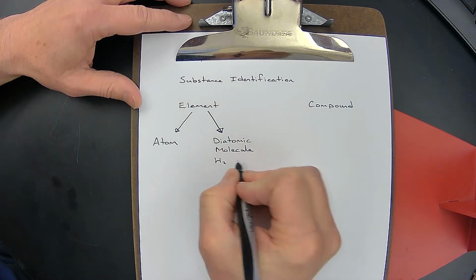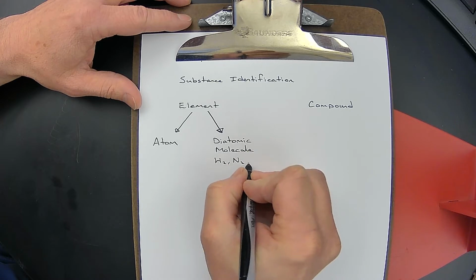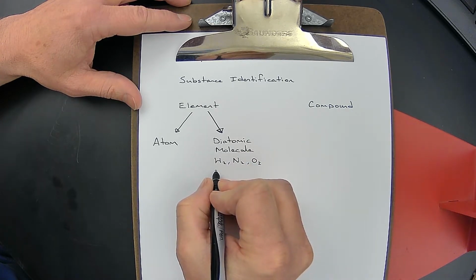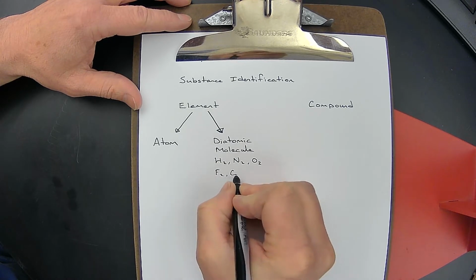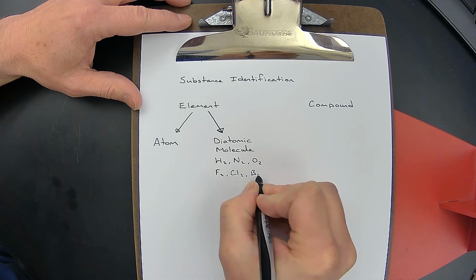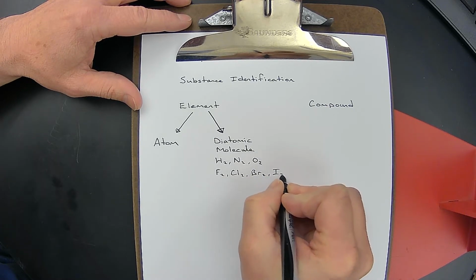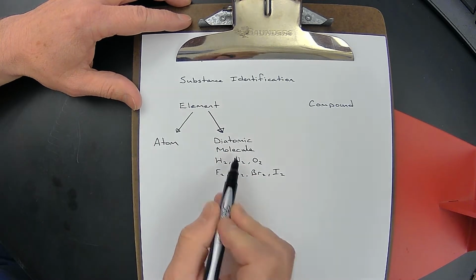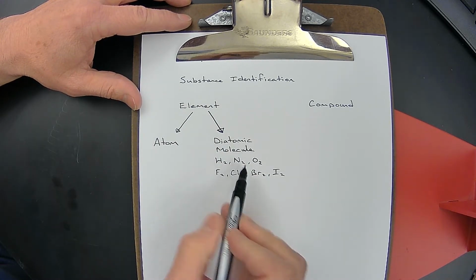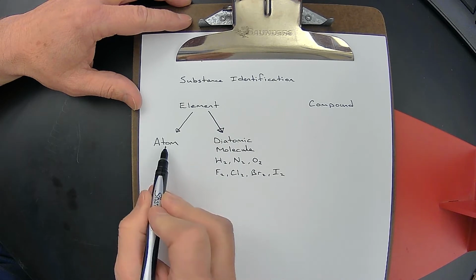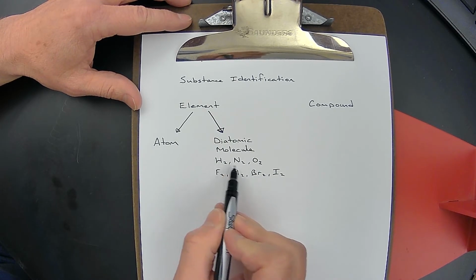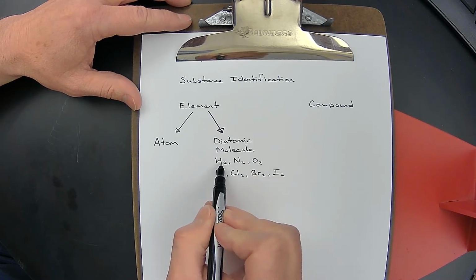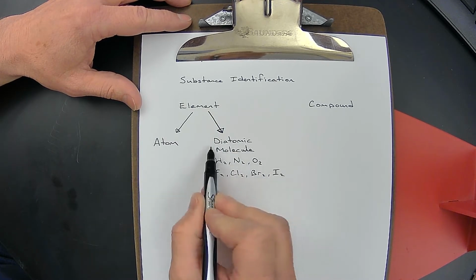You can have H2, you can have N2, you can have O2, you can have F2, you can have Cl2, you can have Br2, and you can have I2. Any one of these 7 elements, when they exist, they do not exist as an individual atom. They exist as a diatomic, di standing for two atoms sticking together to make a molecule.